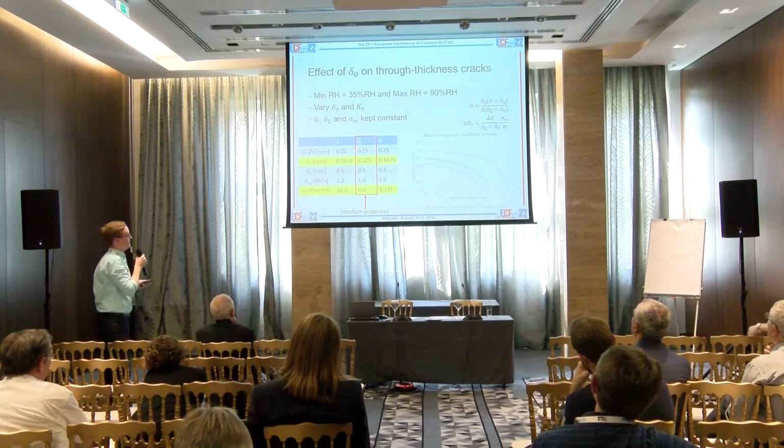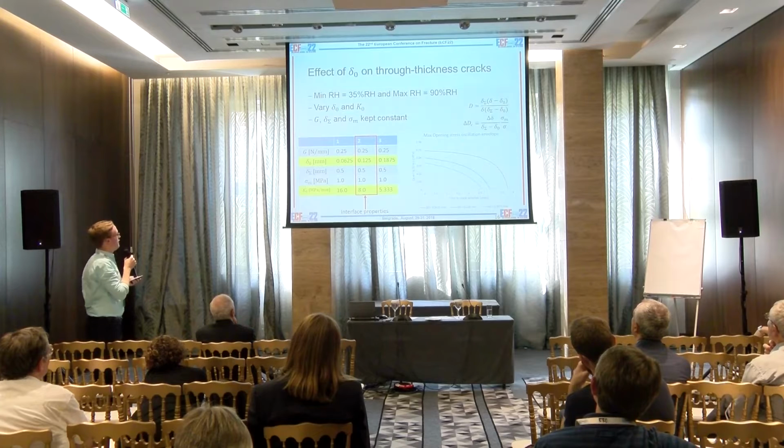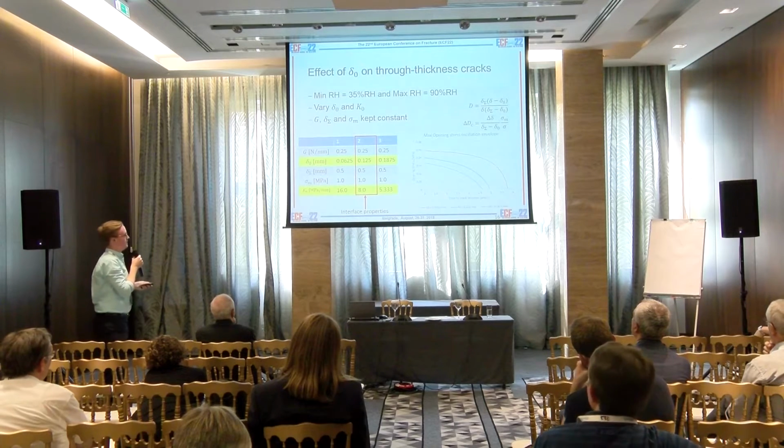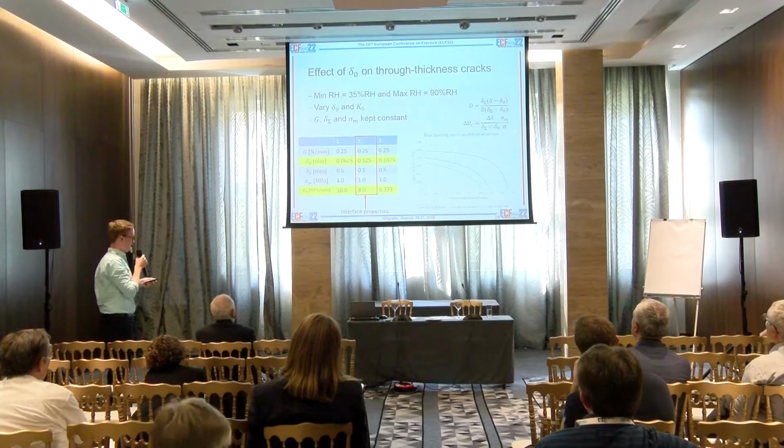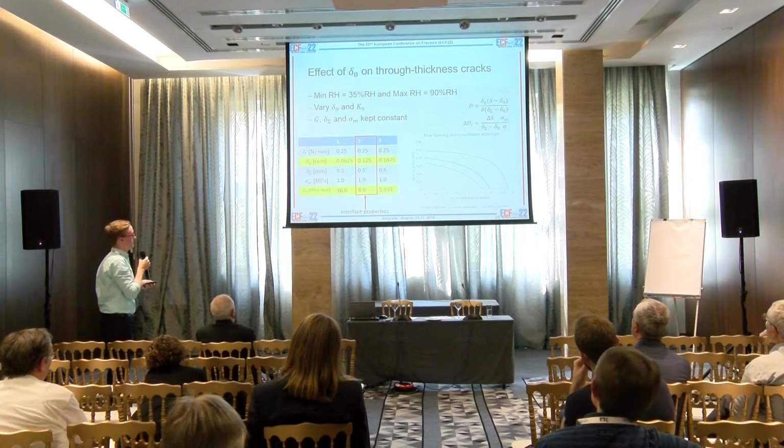Here's the interface properties again. We see that if we half the value of delta naught compared to the interfacial property case, we see an increase in the time to crack initiation by 28%. And if we increase delta naught by 50%, we see a decrease of 11% in the time to crack initiation.